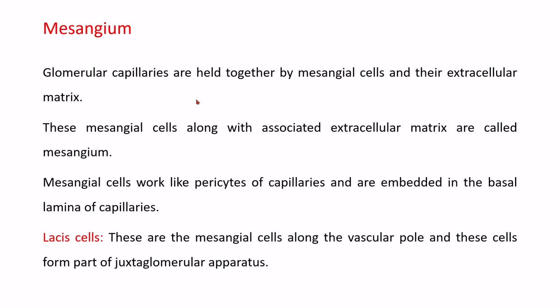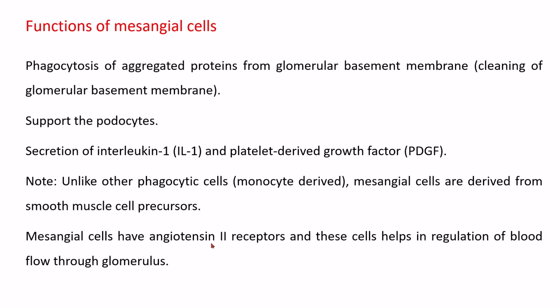So mesangium: glomerular capillaries are held together by mesangial cells and their extracellular matrix. These mesangial cells, along with the associated extracellular matrix, are called the mesangium. Mesangial cells work like pericytes of capillaries and are embedded in the basal lamina of the capillaries. Lacis cells are the mesangial cells along the vascular pole, and these cells form part of the juxtaglomerular apparatus.